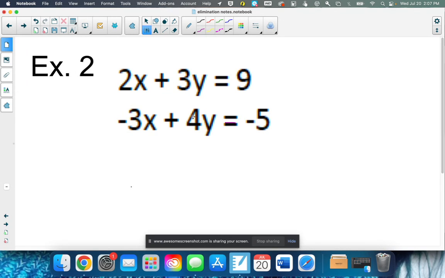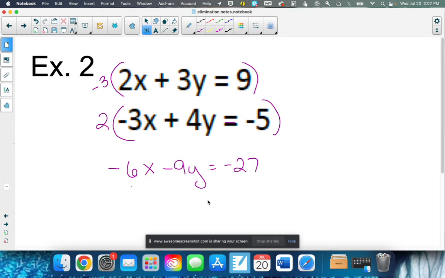If I do my y's, I multiply the first one by 4 and the second one by 3, and then both of those would be 12, and those would match. So it does not matter which way you do this. I'm going to go ahead with my x's. I'm going to multiply this one by negative 3, and this one by 2. Again, I am just swapping my coefficients to multiply by. So my new first equation becomes negative 6x minus 9y, don't forget you're distributing a negative, equals negative 27.